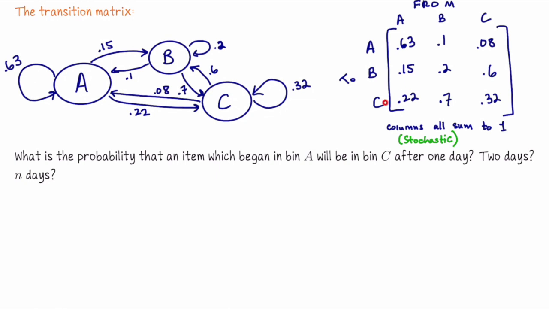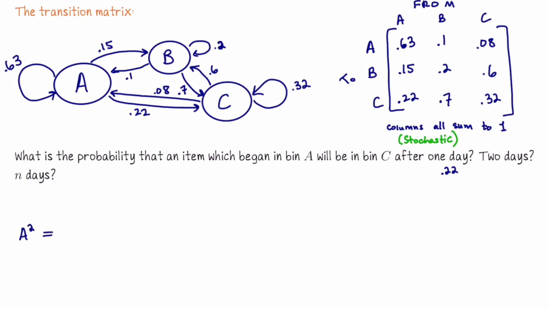Well, that's easy. You just look down here at this entry in the first column. The probability that in 1 day, if we always move just once per day, you go from A to C is 22%. Now take my word for it for now because we'll get into it in a minute. What's the probability that you would start in bin A and find yourself in bin C 2 days later? Well, for that, what we're going to do is take the matrix A and square it.